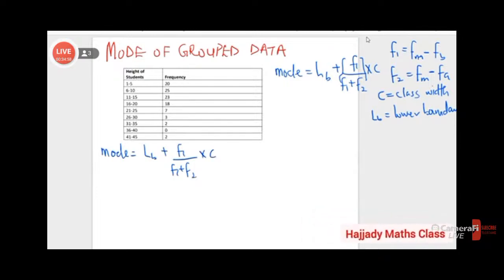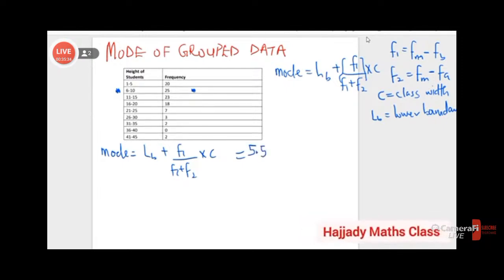With this, the first thing we are going to look at is to determine our modal class. Our modal class is where you see the highest frequency, and the highest frequency is 25. So this is our modal class, that is 6 to 10, with frequency 25. To determine our lower boundary, we know that our lower limit here is 6. So you subtract 0.5 from this lower limit 6, and our lower boundary is 5.5.